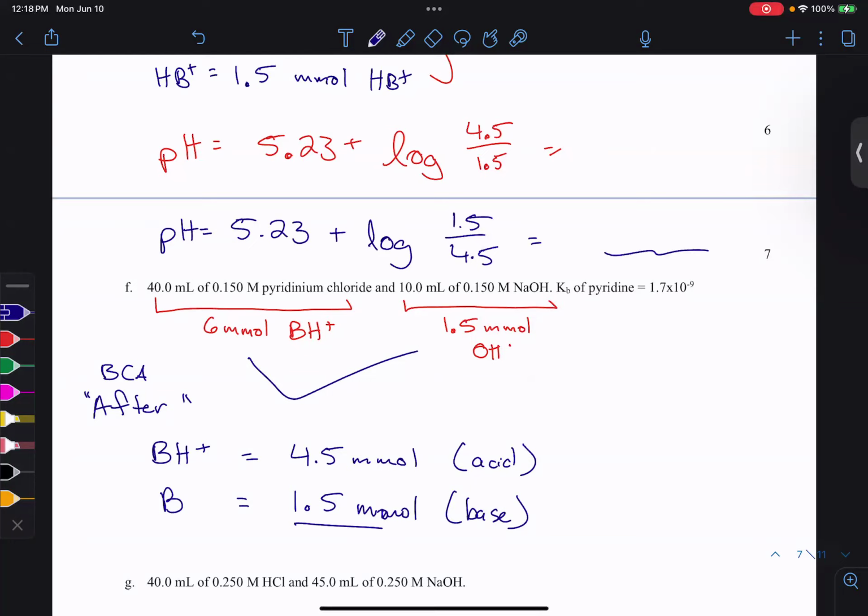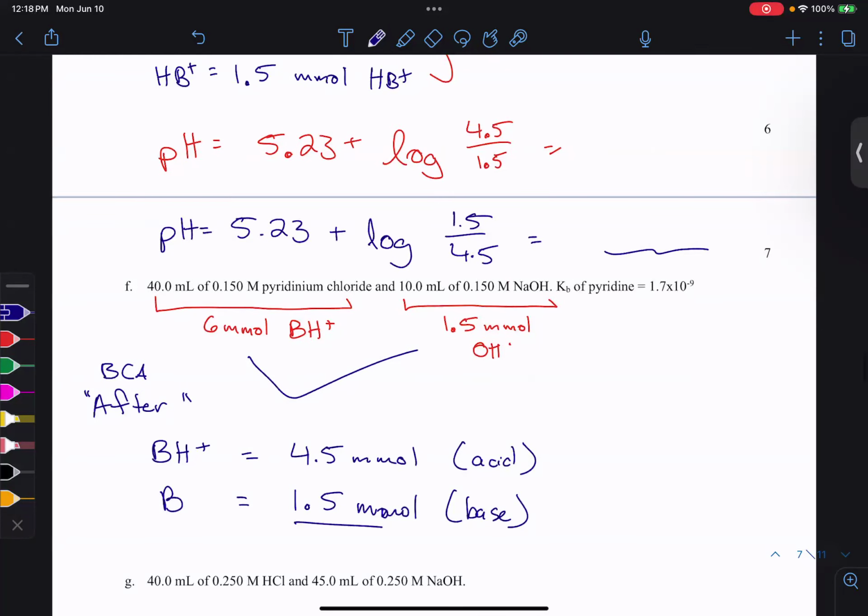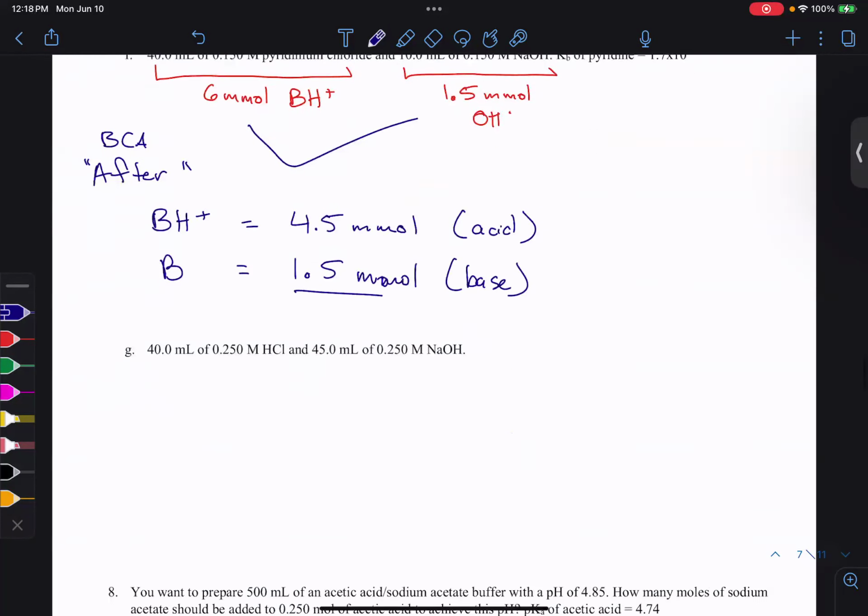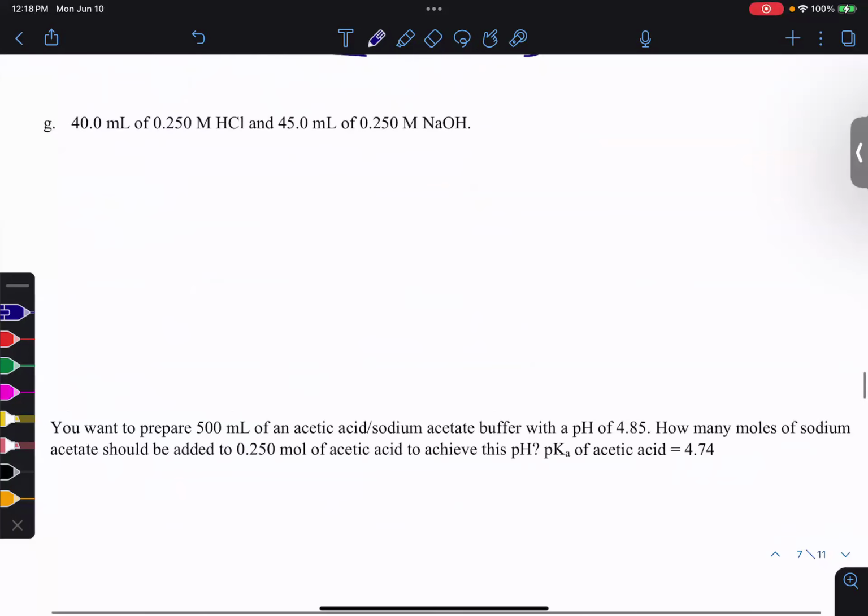Okay. All right, so those are all weak acid-base systems. So let's look at something else. Here we are mixing HCl and sodium hydroxide. I give you no Kas, I give you no Kbs. Why? They're all strong. So really, it's just a BCA table, no Henderson-Hasselbalch. So I'm going to just get those millimole amounts.